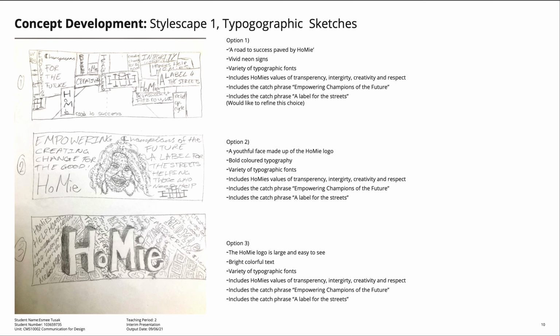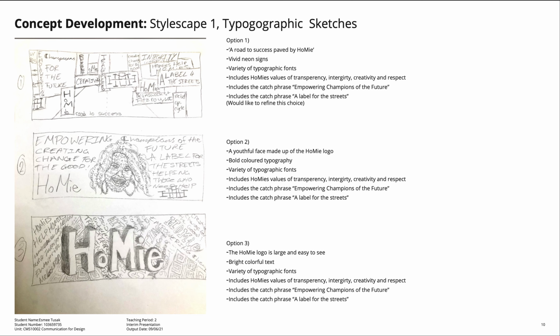The first option explores a road surrounded by neon signs that all read different elements directly correlating to Homey and what they stand for. I like to think of this as a visual representation of a road to success, as Homey is able to guide young people to a healthy and successful lifestyle. I would be including a lot of different fonts and letter styles with this choice.